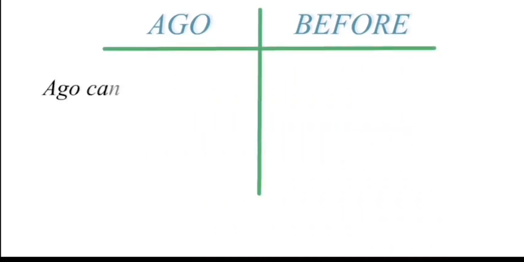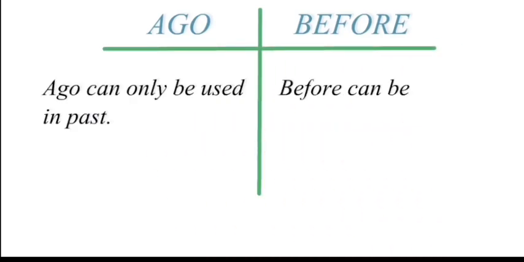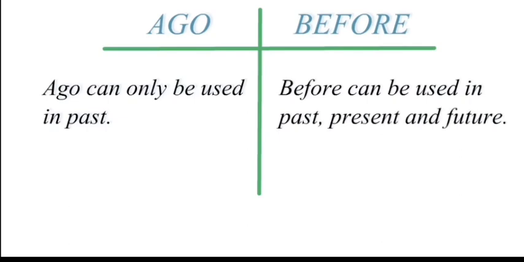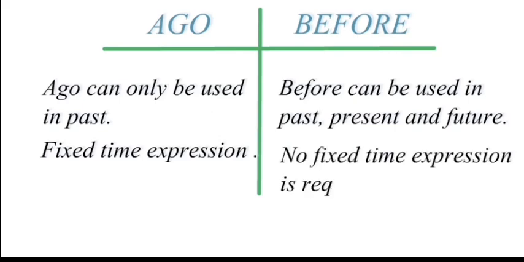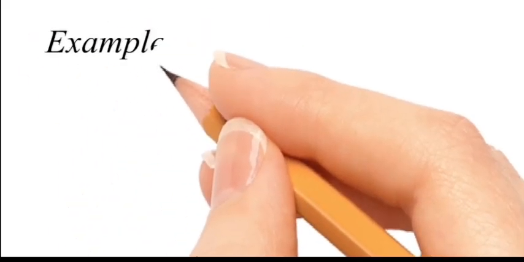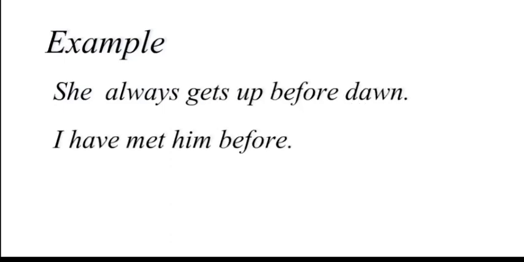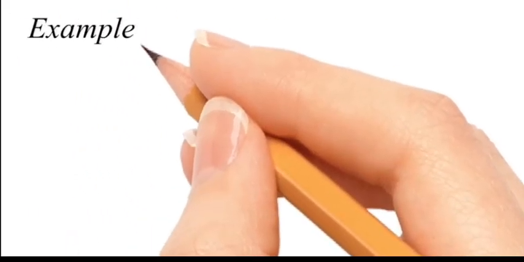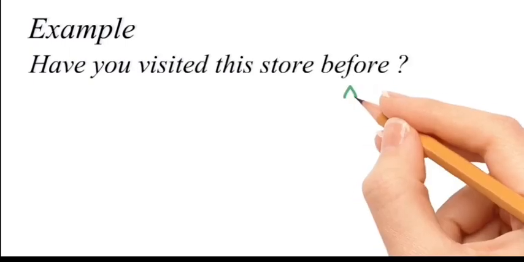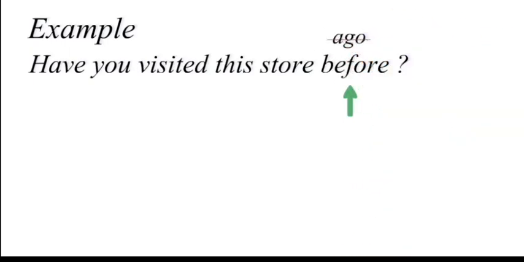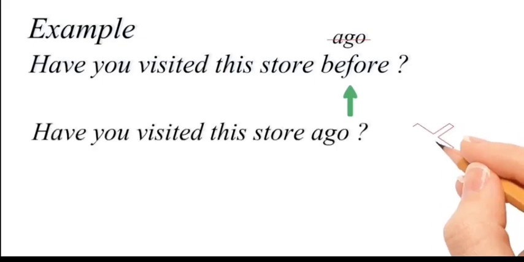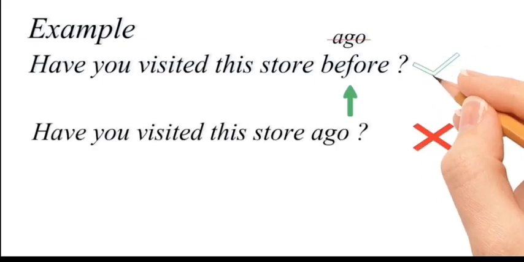So what's the difference between ago and before? I told you ago can only be used in past, but before can be used in past, present and future. Also, there should be a fixed time expression before ago, but this fixed time isn't necessary in the case of before. For example, she always gets up before dawn, and I have met him before. See, in these sentences there is no fixed time. Let's make it clear with this sentence. If somebody asks you, have you visited this store before? He would use before here, not ago. See, have you visited this store ago? It's a wrong statement. So have you visited this store before is correct.